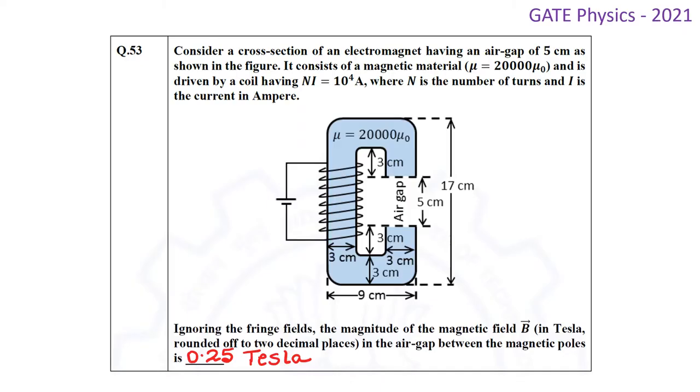So we have solved the problem, and we found that the magnetic field in this air gap is around 0.25 Tesla.